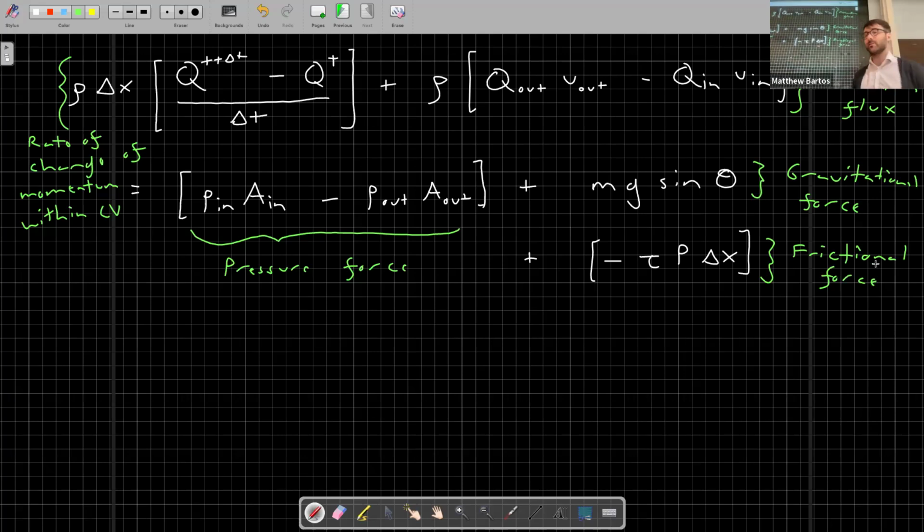So tau is the mean shear stress. P is the wetted perimeter. This is a capital P. Our pressure is in lowercase. So the mean shear stress times the wetted perimeter times the length gives the total frictional force. And let me just make a note here. This mass can be re-expressed as the density times the volume, which is equal to the density times the cross-sectional area times the length.